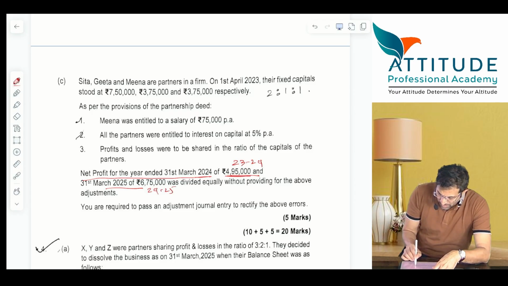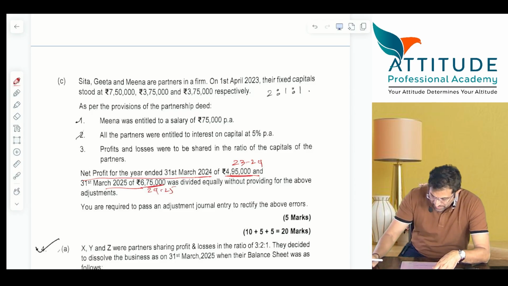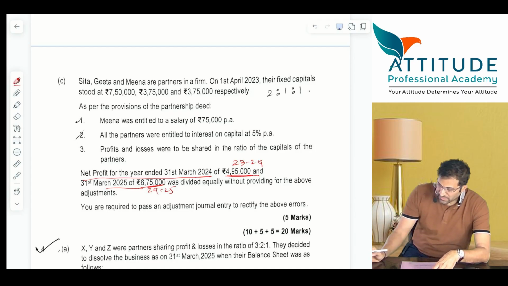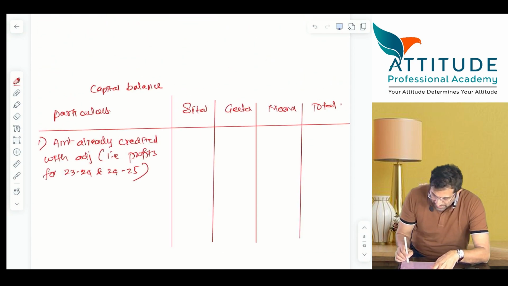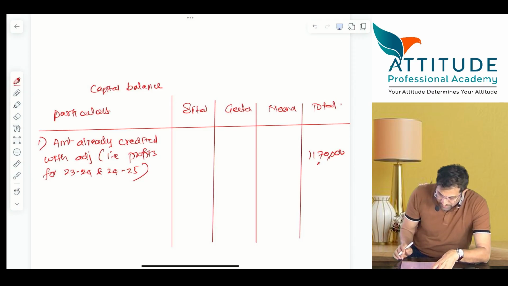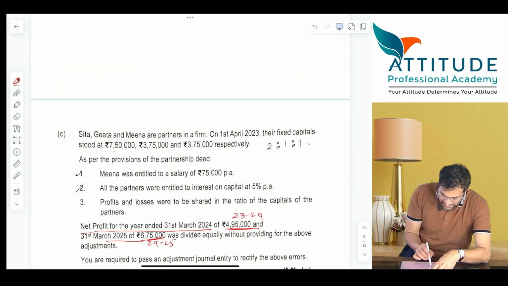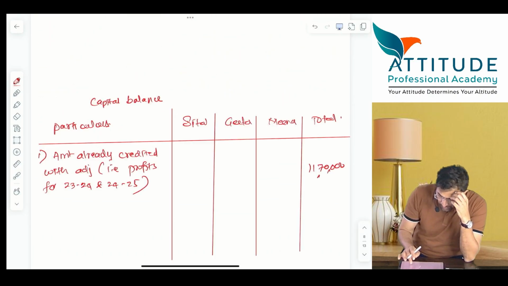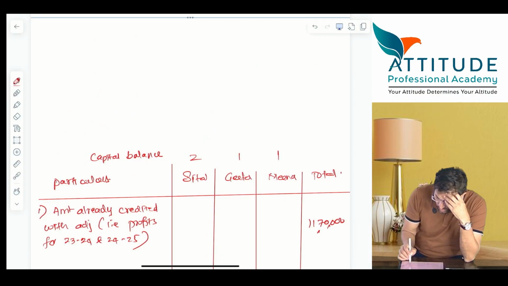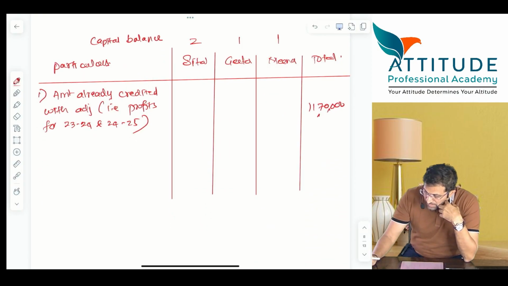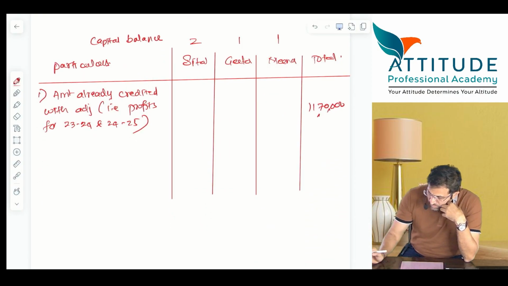What is the total? 4,95,000 plus 6,75,000, add it. Total is 11,70,000. This 11,70,000 is already distributed in the ratio of their profit sharing ratio as per the capital ratio, 7,50,000, 3,75,000, 3,75,000, which is 2:1:1. Correct? So what is the profit sharing ratio? 2:1:1. Distribute, divided by 4 into 2.